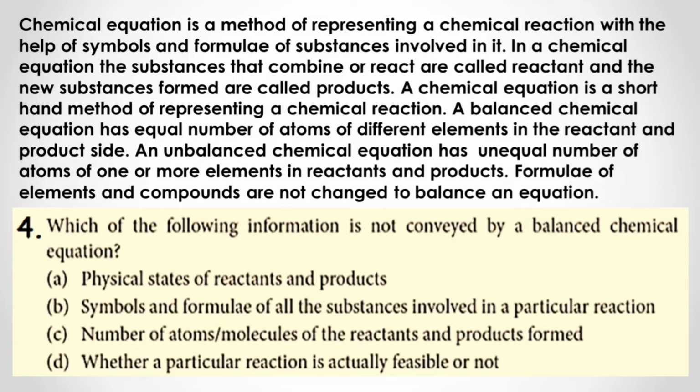B: symbols and formulae of all the substances involved in a particular reaction. We have already seen in the previous question that a chemical equation does give us information about the symbols and formulae of all the substances involved in the particular reaction. C: number of atoms or molecules of reactants and products formed. That also we have checked in the previous question, that a chemical equation does convey the number of atoms and molecules present in the chemical reaction. So if A, B and C are already information conveyed by the balanced chemical equation, it means that option D, whether a particular reaction is actually feasible or not, is not conveyed by the balanced chemical equation.